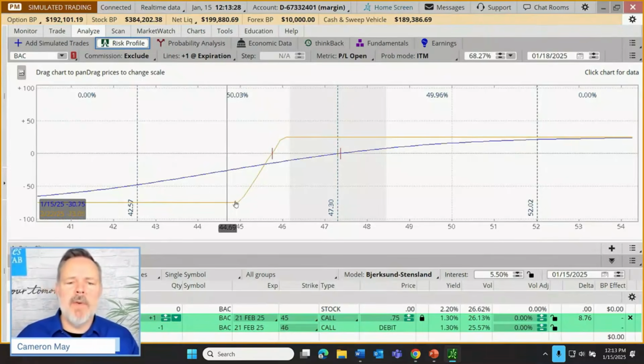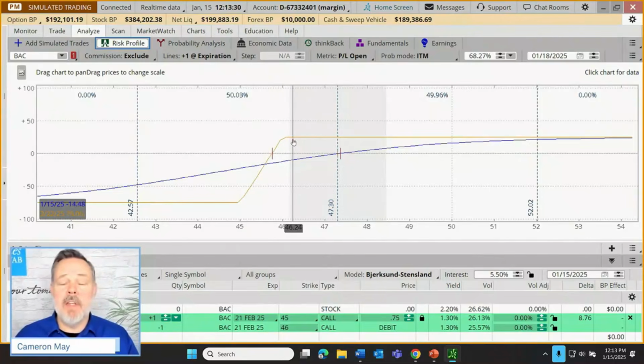But for right now, we're just focusing on this orange line, which actually didn't require any customizations to this chart at all. It just automatically pops up this way when we build our trade and add simulated trades, and we pop over to risk profile. But what is this portion of our orange line?